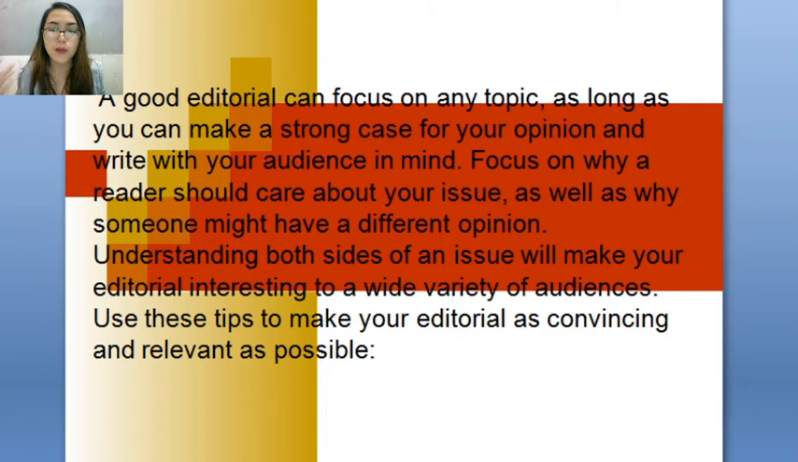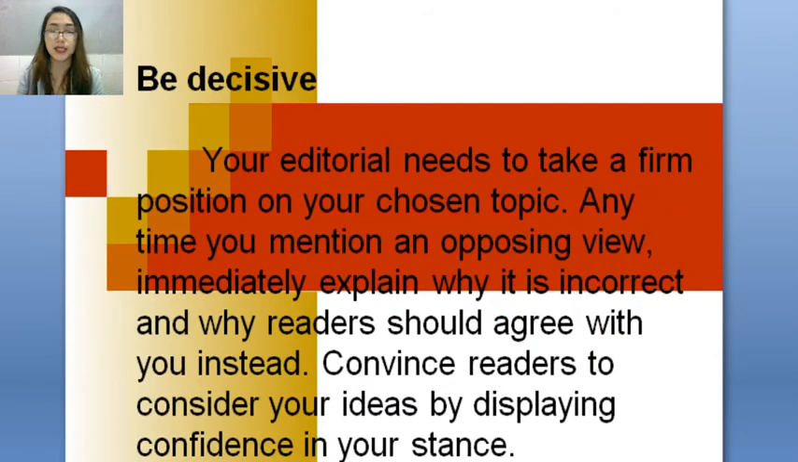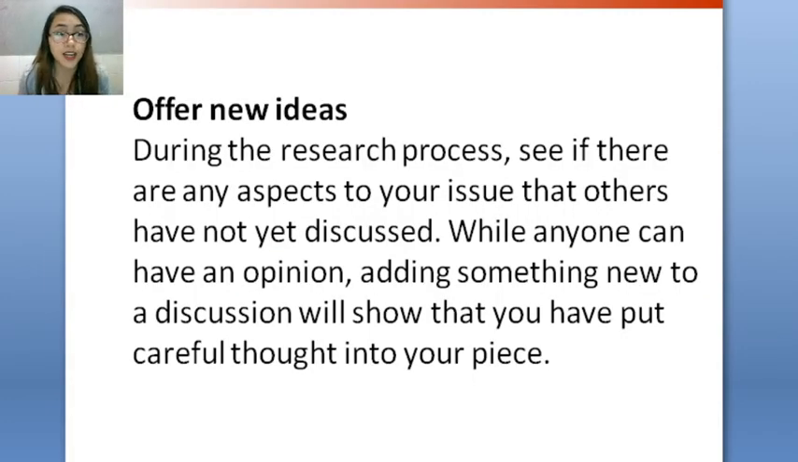Use these tips to make your editorial as convincing and relevant as possible. Kasi mas convincing talaga pag wala kang kinikilingan dun sa sinusulat mo. And you are providing relevant na mga information and be decisive. Your editorial needs to take a firm position on your choosing topic anytime you mention an opposing view. And why is it explained, why is it incorrect, and why readers should agree with you instead. Convince readers to consider your ideas by displaying confidence in your stance. So, be confident. Kasi nakikita din yun ng readers. Nararamdaman din nila yan once they read your work.